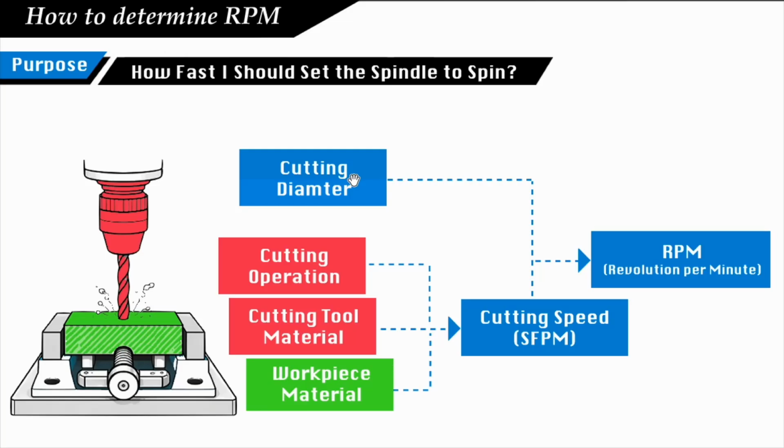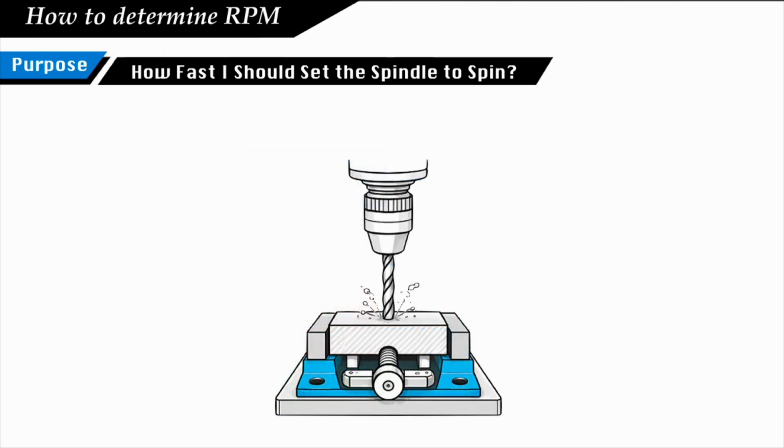Hi everyone, today we are going to talk about how to determine RPM. RPM stands for revolutions per minute. Our purpose is to decide how fast I should set the spindle to spin for my cutting operation. Let's say we have a drilling machine here.